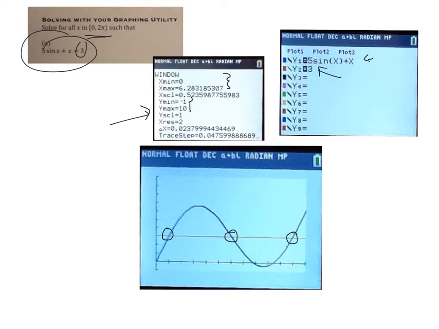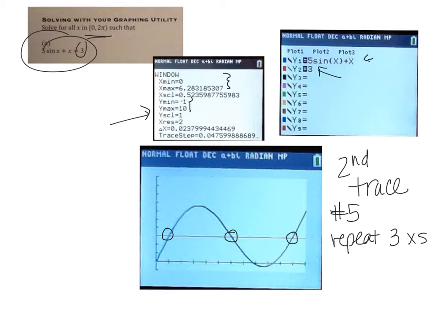So you're going to use the intersection feature of your calculator, and you're going to head over to second trace. And once you click second trace, you'll see number 5 is the intersect feature. And if you click on that, you'll have to repeat this 3 times in order to get all 3 points of intersection. Just keep in mind that when you get to the guess stage of the process, your calculator is going to go to the closest point of intersection.